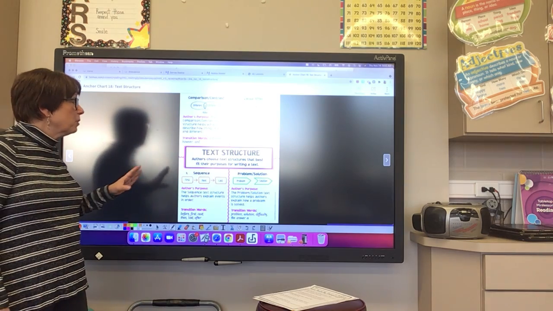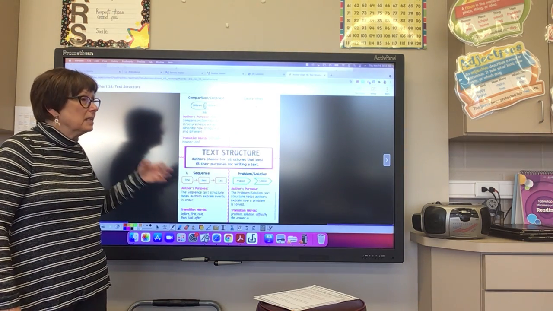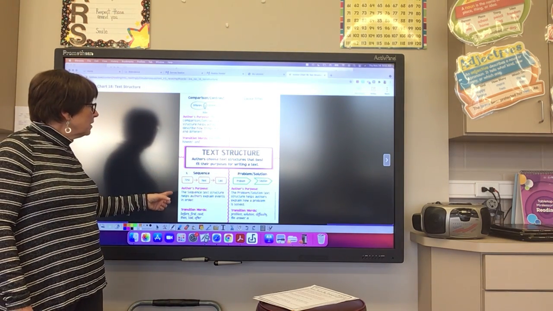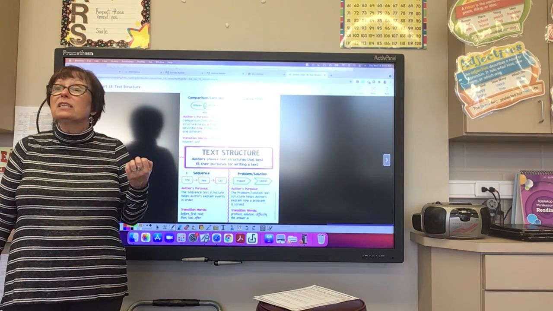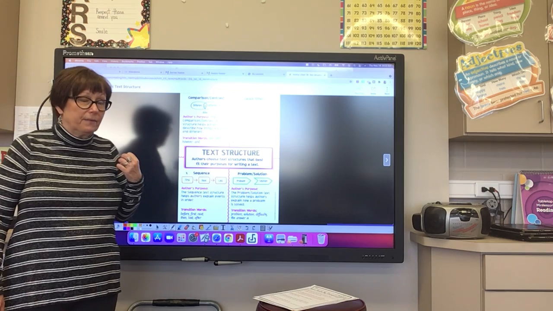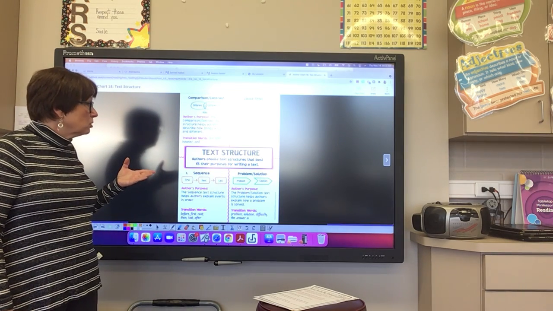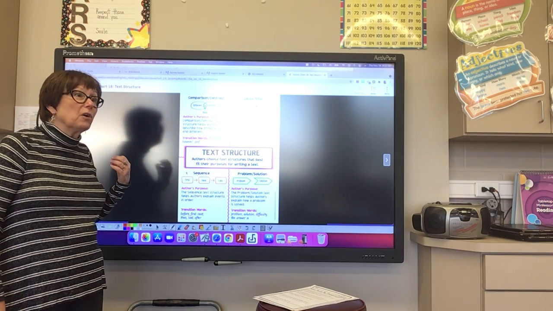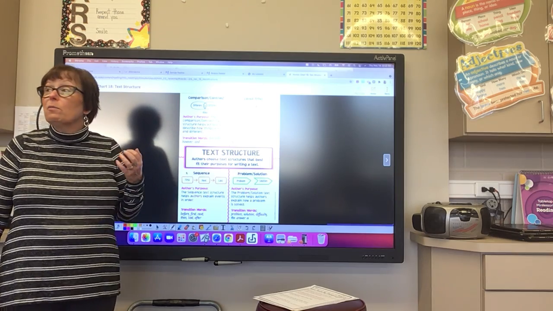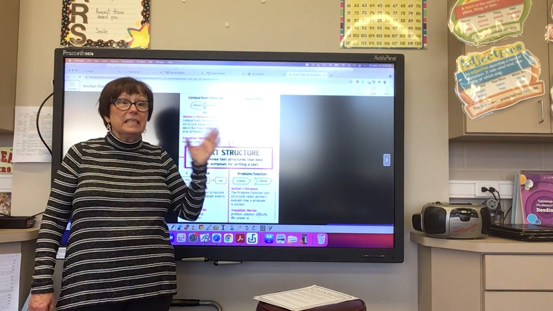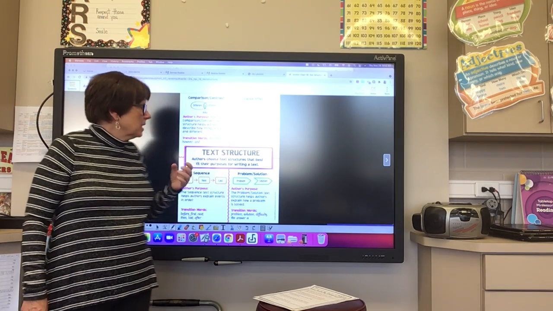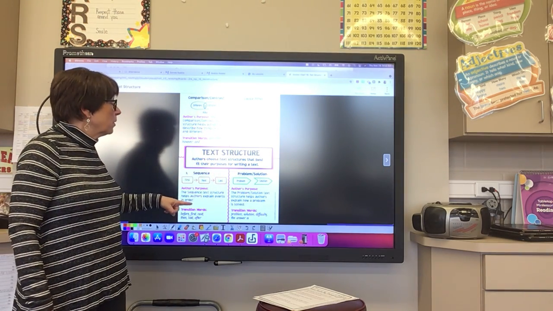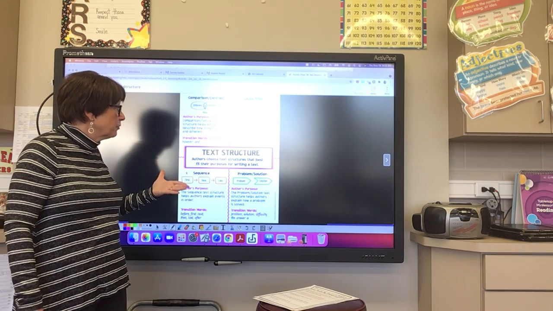Another text structure would be sequence. The author uses sequence because it explains events in the order that they happened. And some important words to look for would be before, first, next, last. There might be words with dates in them. Those would show you that sequence is the text structure.